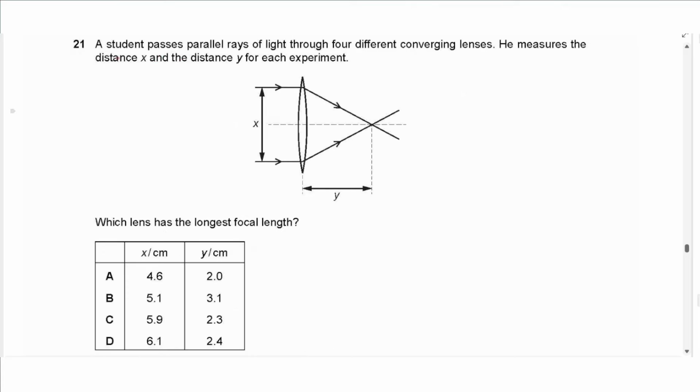Question 21 says a student passes parallel rays of light through 4 different converging lenses. He measures the distance x and the distance y for each experiment. Which lens has the longest focal length? So x is not related to the focal length, y is the focal length. So the longer y is, the longer the focal length. So we choose the longest number in y, which is 3.1. So the answer is B.